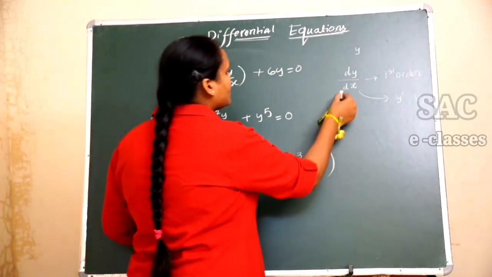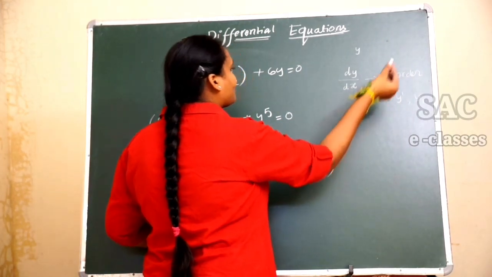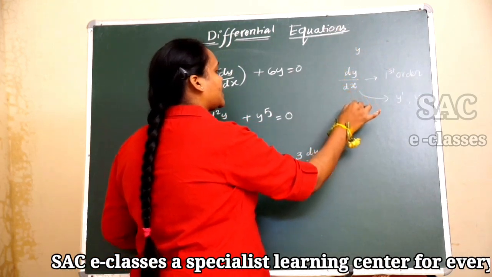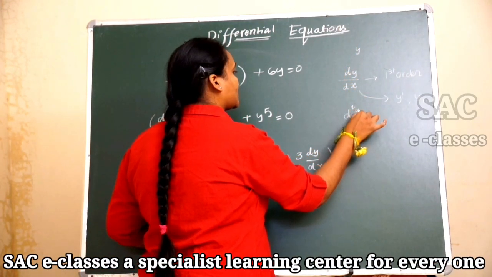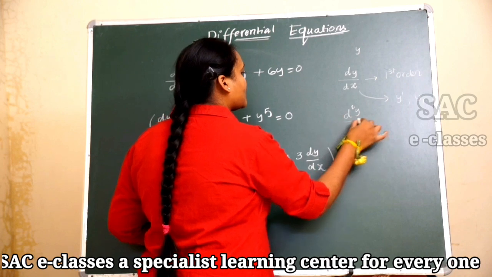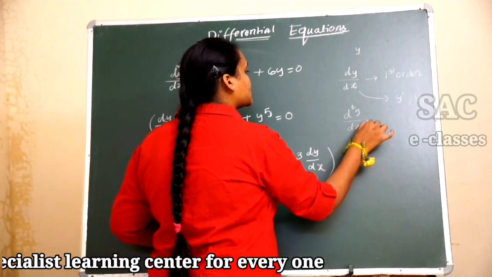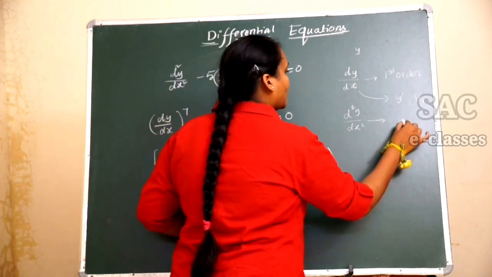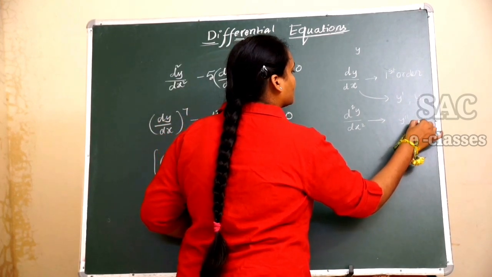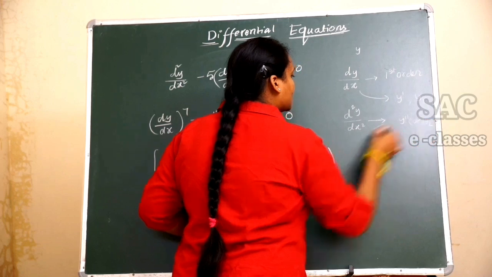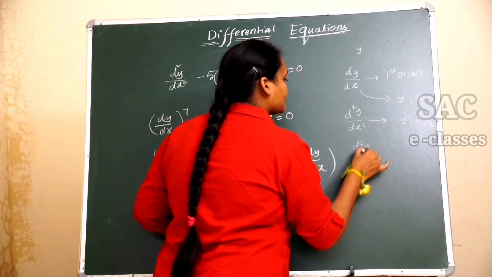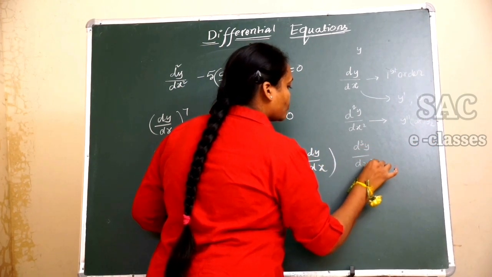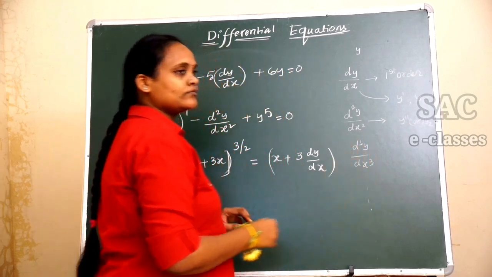Now the second one, d square. By differentiating dy by dx again with respect to x, we will get d square y by dx square. We call this the second order derivative, written as y double dash or y2. Like that, there will be third order, fourth order, and so on.